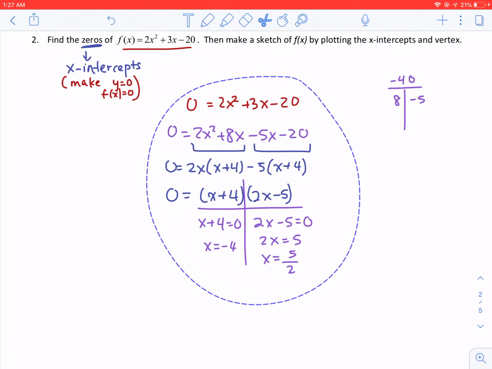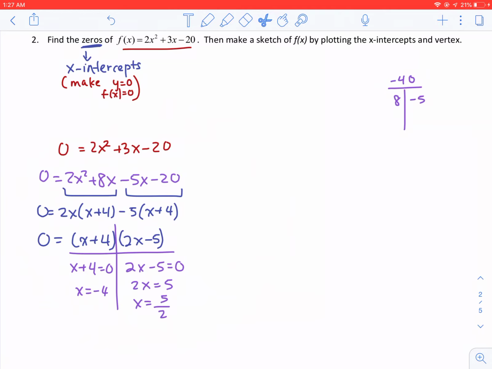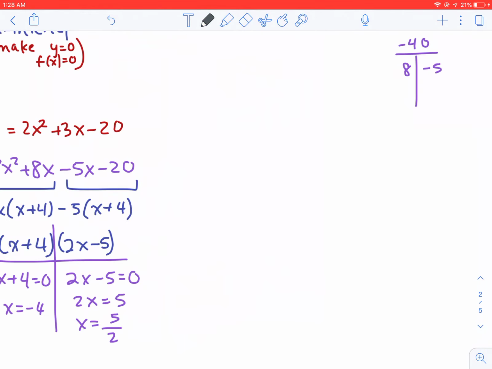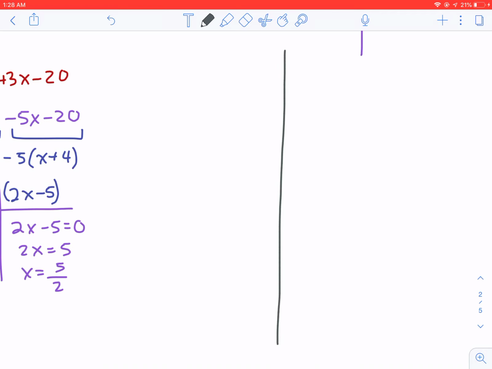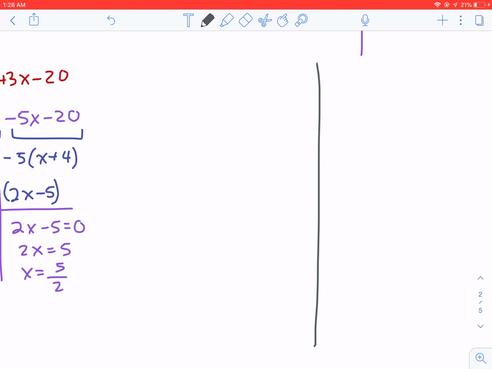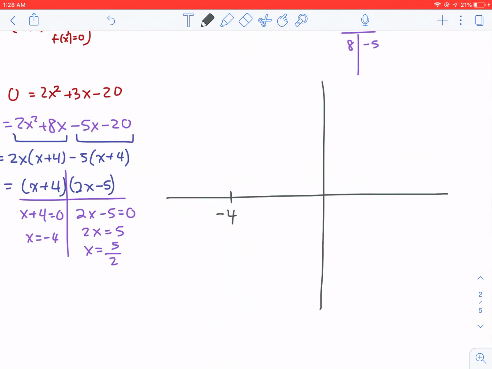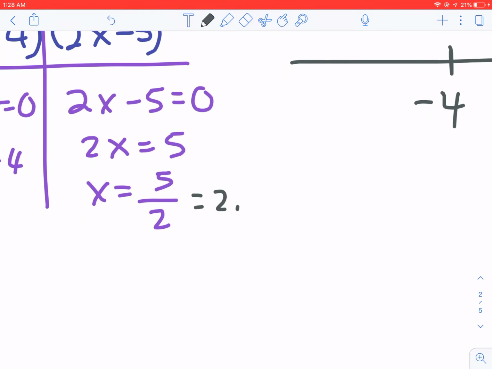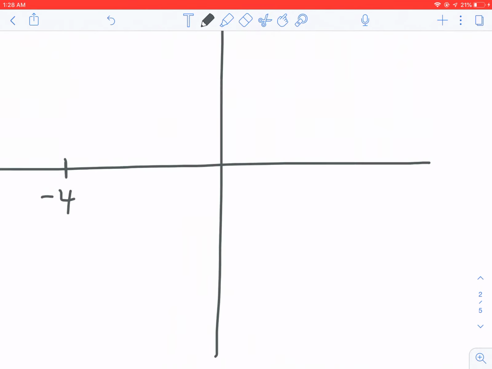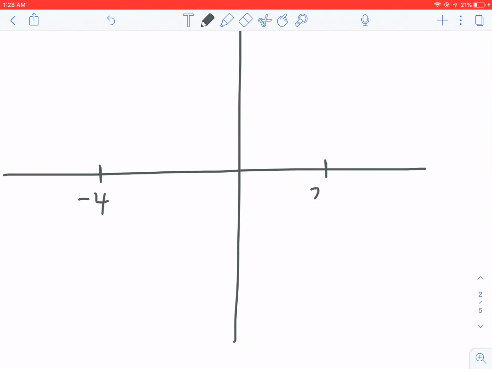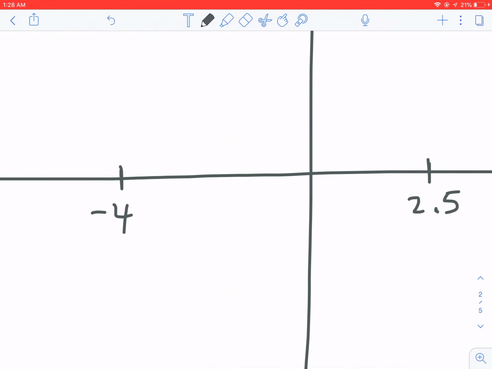Let me just organize this a little. So when I say make a sketch by plotting the x-intercepts, we make our x and y axes. For a sketch, you don't need to really scale it, but the points should be kind of in the right place. So if I make negative 4 here, for example, 5 over 2, which as a decimal, by the way, is 2.5, that's going to be somewhere over here. You should make it semi-accurate. So we know our 2 zeros are here and there.